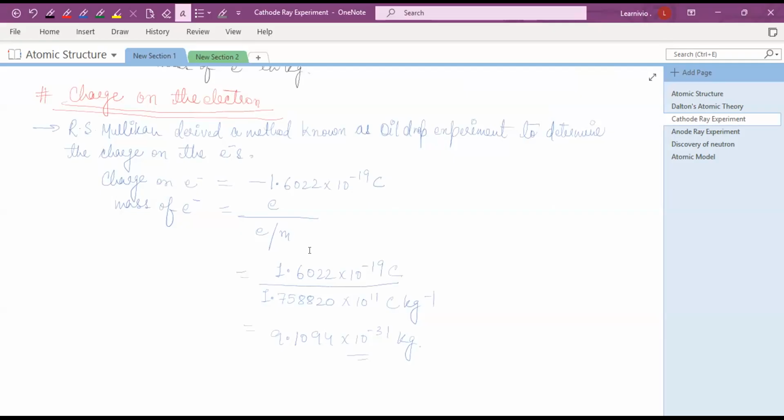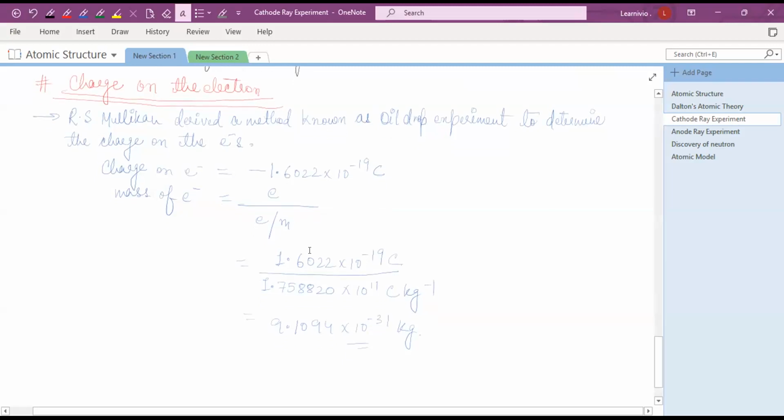Okay, because this is not coming in your exams, I'm just giving an overview. I'm not explaining it in detail, because we have to complete this chapter before 23. So R.S. Millikan derived a method which is known as the oil drop experiment to determine the charge on the electron, right? So he derived an oil drop experiment.